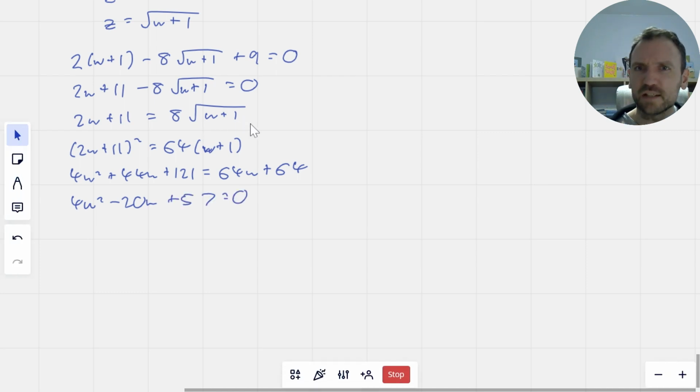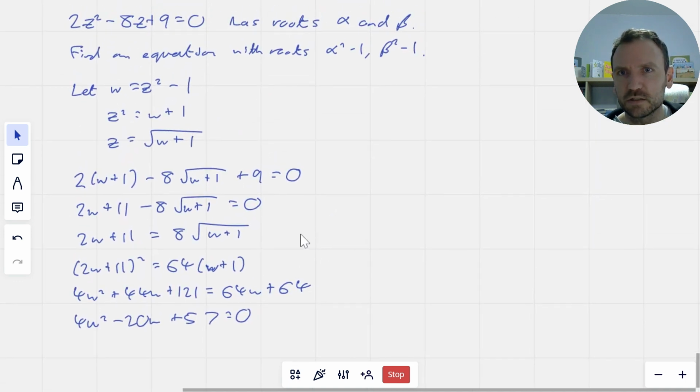So firstly, why didn't I have to worry about the plus or minus? Well, if I'd gone for the negative square root here, we squared it to get this w plus 1, so the negative would have disappeared there anyway. And at this point, we squared this and the negative would have disappeared there as well.